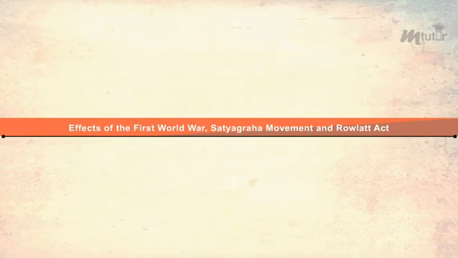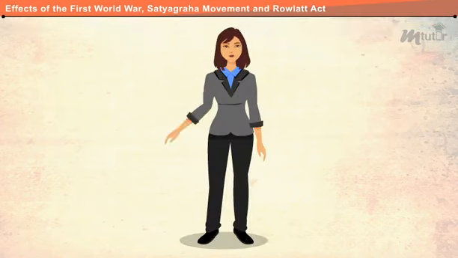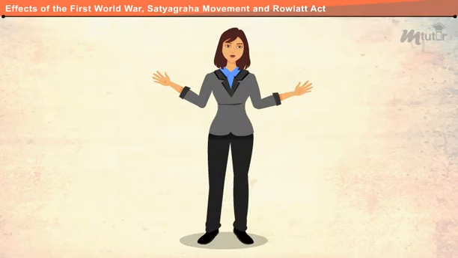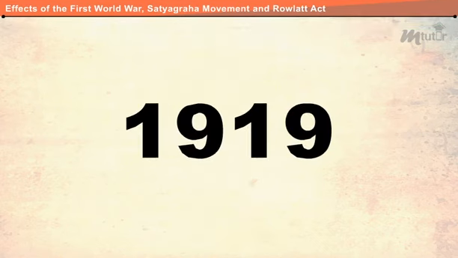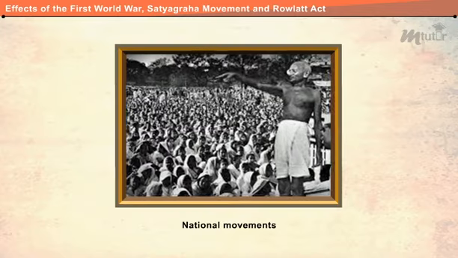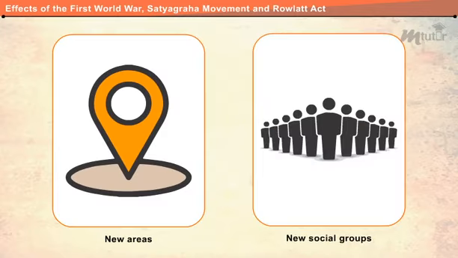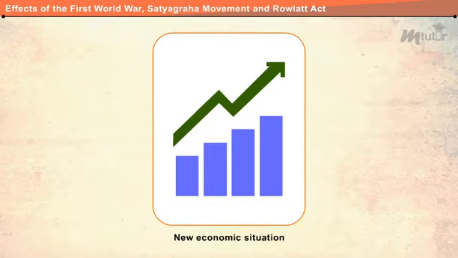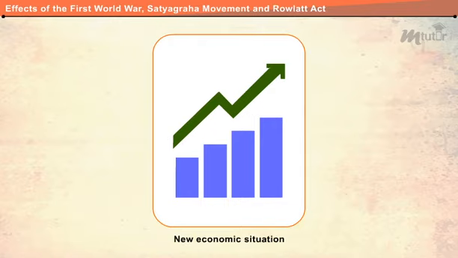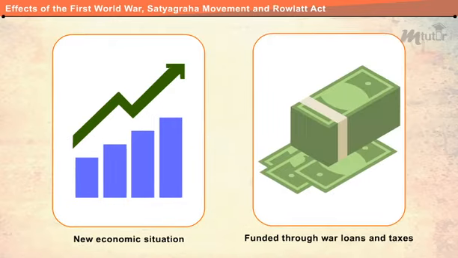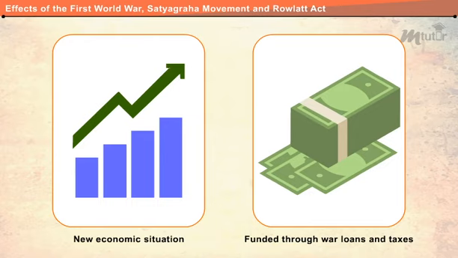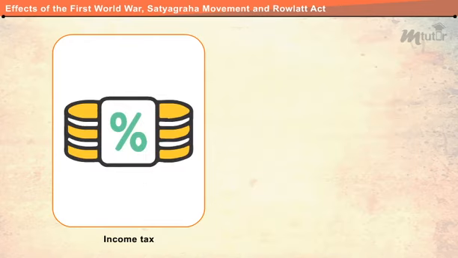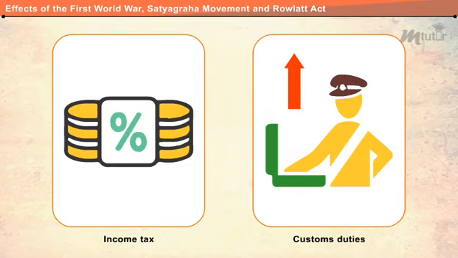Effects of the First World War, Satyagraha movement and Rowlatt Act. First, let's discuss the effects of the First World War. After 1919, India saw many national movements spreading through new areas and new social groups, thus creating more struggles. The effects of war include the creation of a new economic situation, where defense expenditure increased and was funded through war loans and taxes. Income tax was introduced, and custom duties were raised.